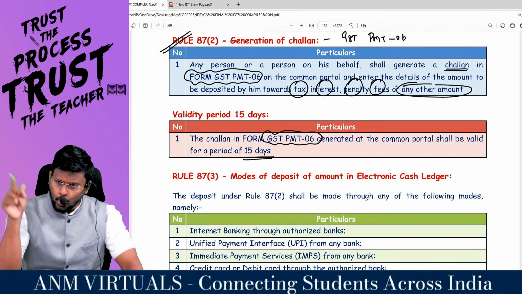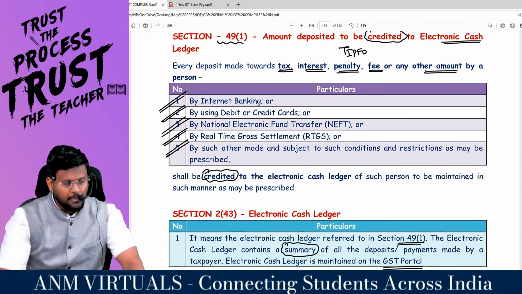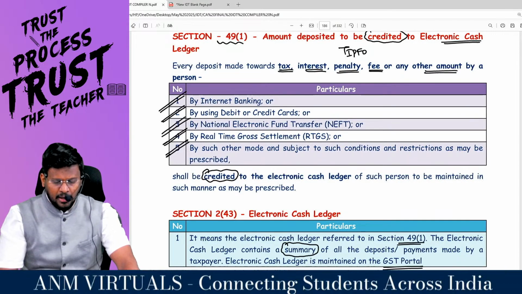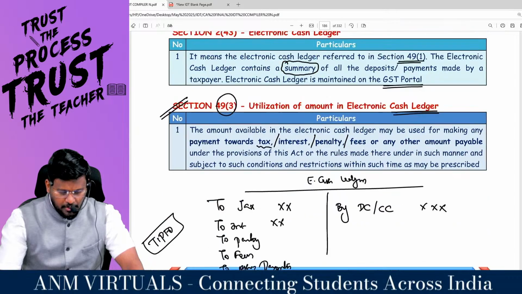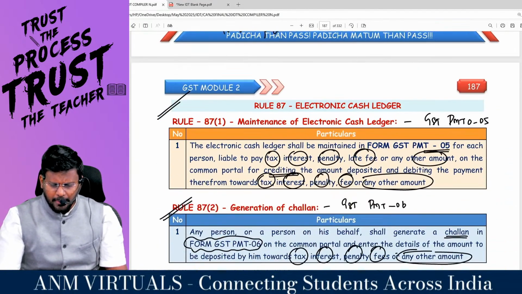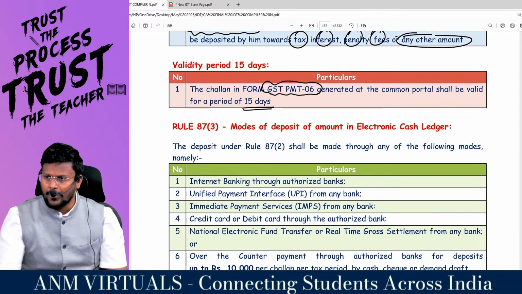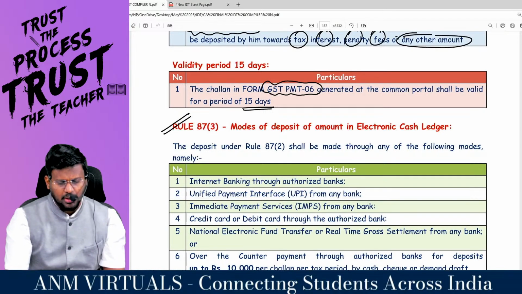How do I have to make the payment? Through electronic modes like internet banking, debit card or credit card, NEFT, RTGS or such other mode and subject to such condition and restriction as may be prescribed. So by using these modes, that challan can be paid. That challan will be active on the website for how many days? 15 days. Rule 87 sub rule 3.